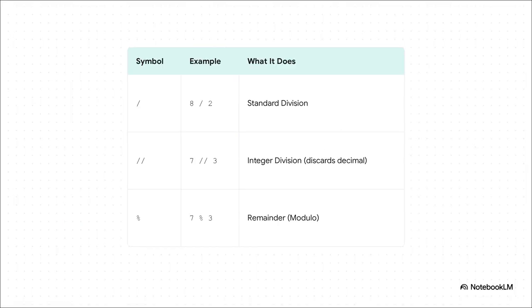Okay, so this table lays it all out perfectly. We already know the single forward slash. Now look at the double slash, slash slash. That's for integer division. It does the math, but then it completely chops off anything after the decimal. So 7 slash slash 3 just gives you 2. Then there's the percent sign. This is called the modulo operator. This one's a little weird at first, but it's incredibly useful. It doesn't give you the result of the division, it gives you the remainder. So 7 % 3 is 1, because 3 goes into 7 2 times with 1 left over.